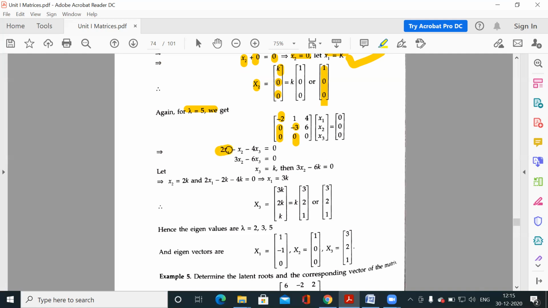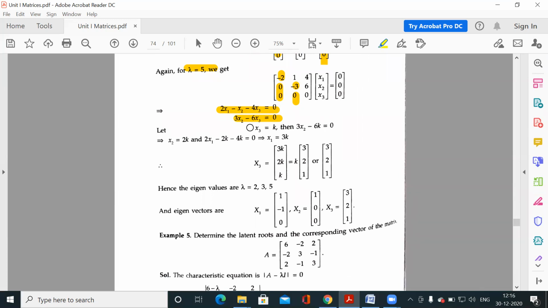So now solve the system. 2x1 minus x2 minus 4x3 is 0. Second is 3x2 minus 6x3 is equal to 0. And the last equation is 0x1 plus 0x2 plus 0x3 is equal to 0. So in this case, you can make any variable independent. So if you take x1 as k, then you will get two equations in x2 and x3. You have to solve those equations to get the x2, x3 values. Otherwise you set one of these two variables as k. So the solution would be easy, means it will be easy for us to find out the solution.